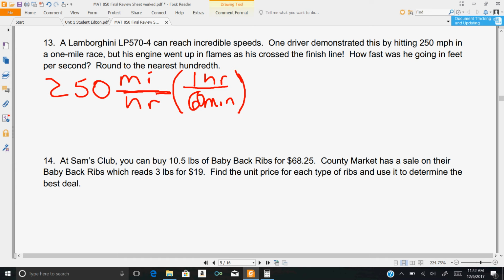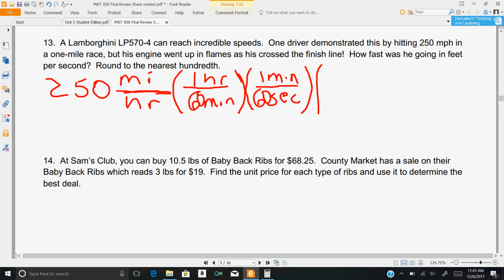Okay. And my hours will cancel. I'll show you that later. But I don't want miles per minute. I want feet per second. So I'm going to change to seconds next. I know there is 1 minute in 60 seconds. So my hours cancel, my minutes cancel. I have miles per second now.